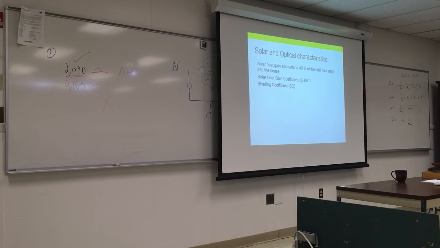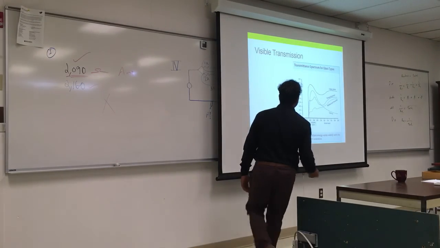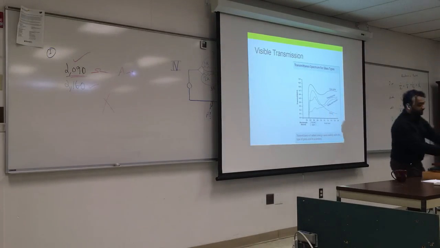Shading coefficient, that's for the visible light. You want the least shading coefficient because you want the visible light. That's why you put the window in the first place. This graph shows the difference between glasses, between panes.